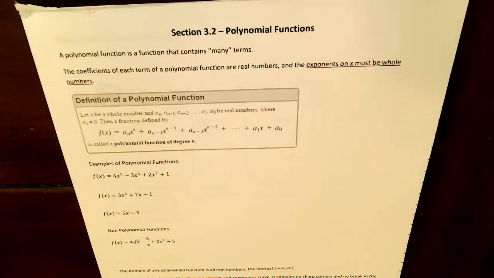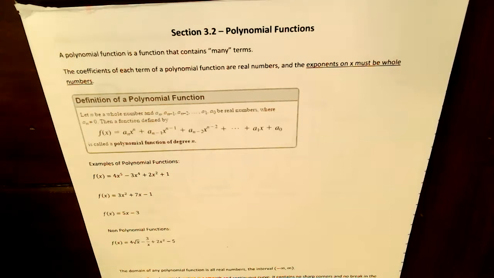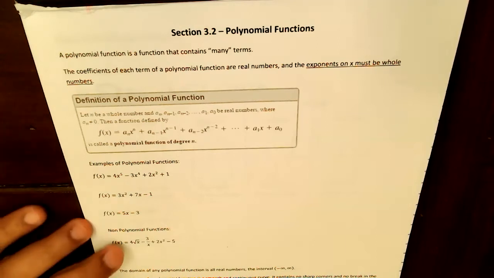In this video, we're going to talk about polynomial functions. A polynomial function is a function that has many terms in it. Now, what do we quantify as many? It could be as little as 2 terms, to as many as 10, 12 terms. It can go on for however many terms you like.